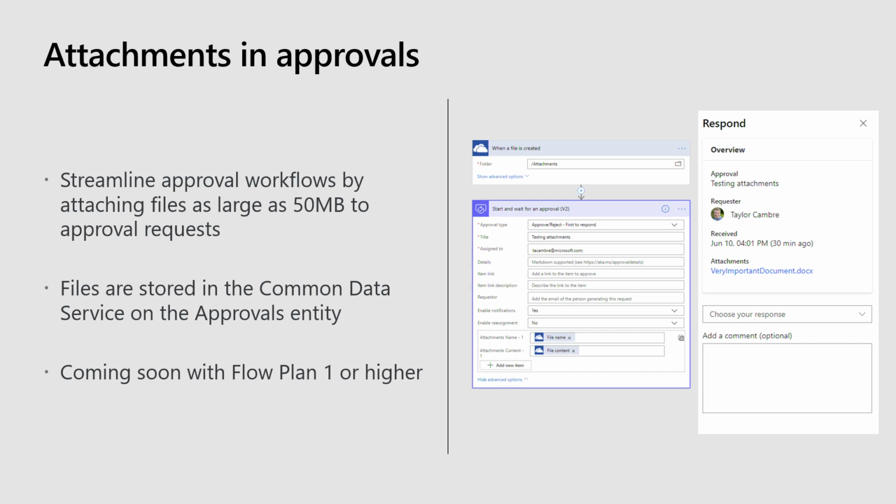So with attachments and approvals, you will now be able to actually attach a file directly to the approval. You can attach files up to 50 MB in size. You can access these files directly through the email that you get or through the Flow portal. These files are, again, stored in the common data service on the approvals entity. This is also going to be a premium feature, and so in order to use attachments and approvals, you will require Flow Plan 1 or higher.